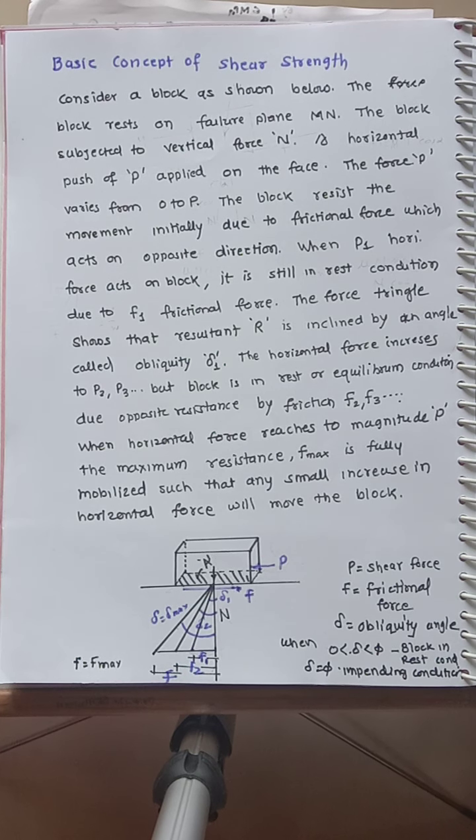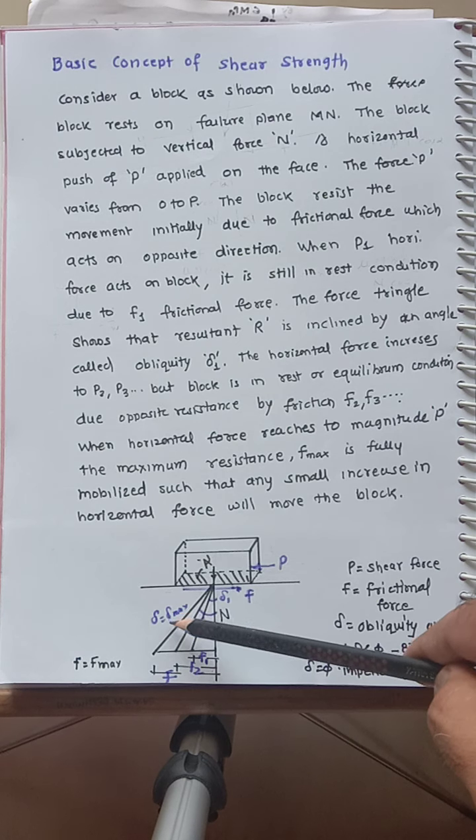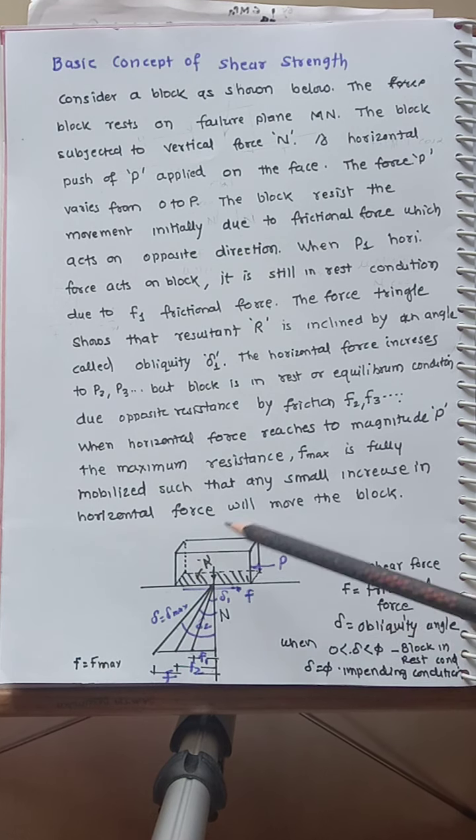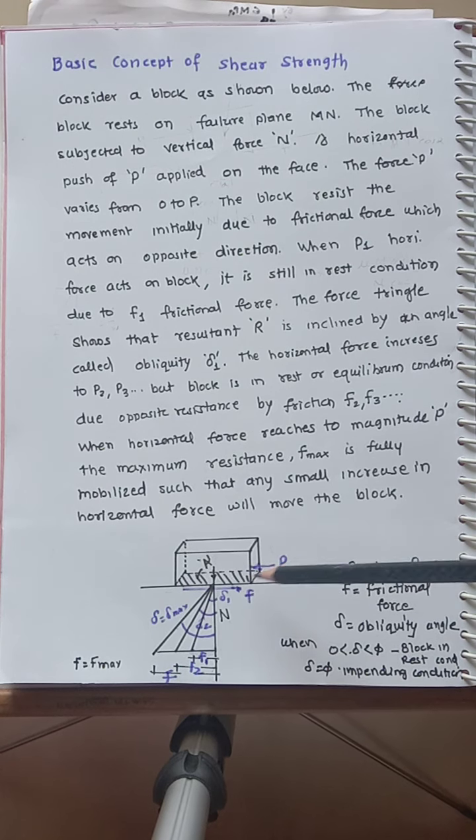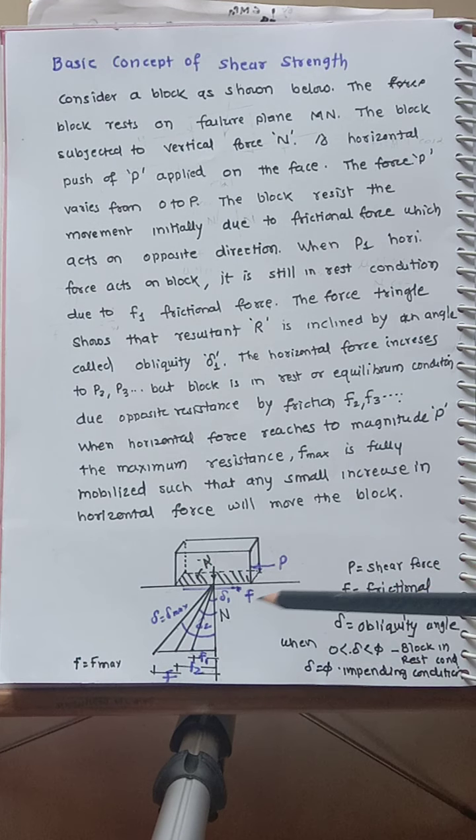As the block will move, it means that the maximum friction was already developed, so the angle became delta max. Beyond that it will not increase. If you consider that limiting condition, it is just on the verge of disturbing its equilibrium. Just before moving, the maximum stress developed is that F.